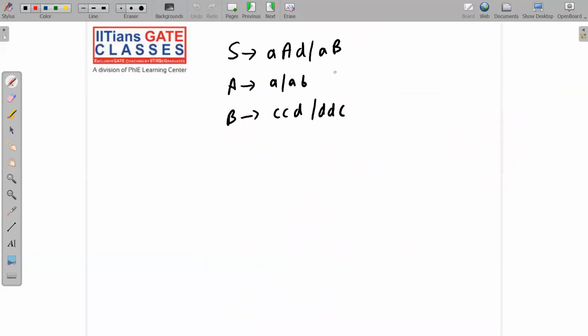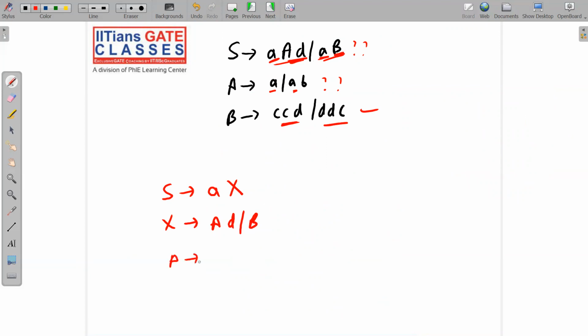So again here, A and A, that is creating a problem. Here also A and A creating a problem, and here there is no problem because of CCD and DDC. So this is correct. There is a common prefixes problem here, and here also. So we will do left factoring. So what we will do, S goes to AX. Now X will go to A, D, or B. So no problem, the common prefixes problem is over. So this entire part by X, and this also by X.